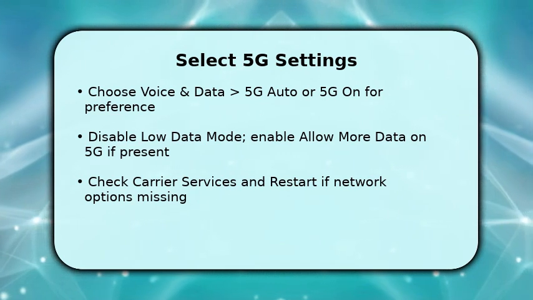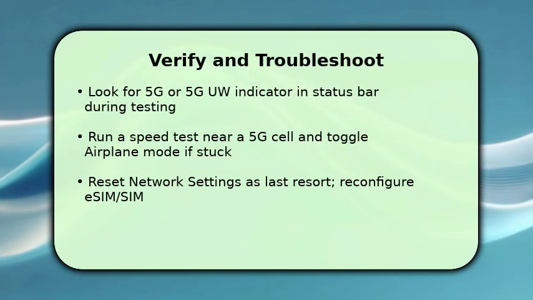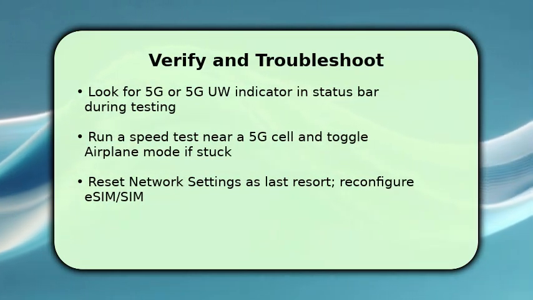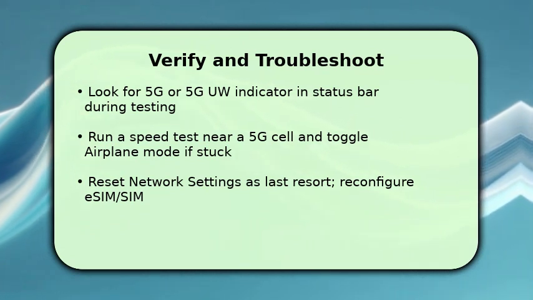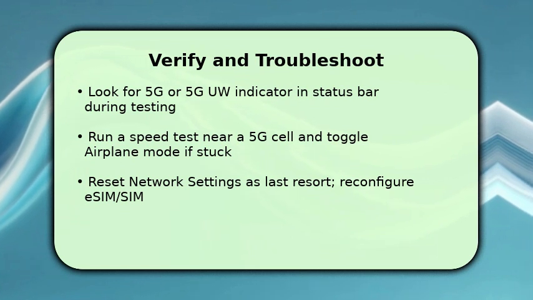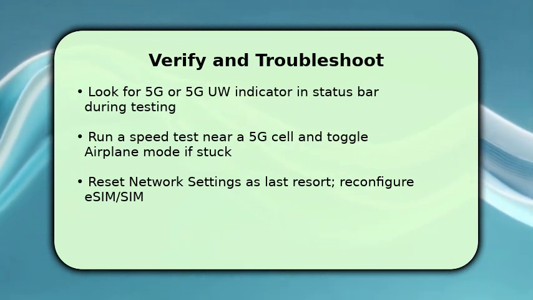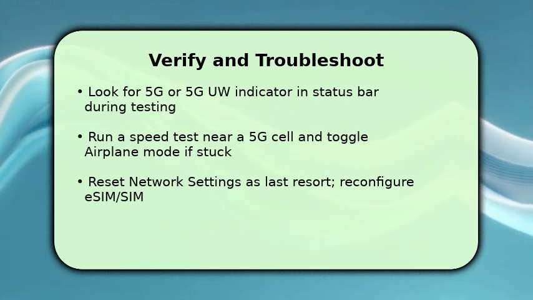You finish by confirming 5G connectivity. Check the status bar for 5G, 5G UC, or 5G UW while running a speed test near a known 5G site. If you don't see 5G, toggle airplane mode for 10 seconds to force a fresh registration.